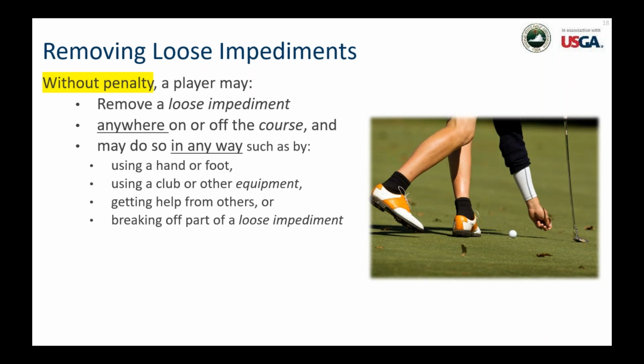So without penalty, a player may remove that loose impediment anywhere on or off the course and may do so in any way. If you like, the classic ways of just brushing them away, picking them up like the player in this picture, you could use your club or other equipment, maybe your towel, maybe your hat. You could get the people you're playing with to help you move them. Or believe it or not, you could break off a part of the loose impediment. Maybe it is a tree branch that has fallen, but you really just need to get relief from one of those little twigs. You can break off that twig.